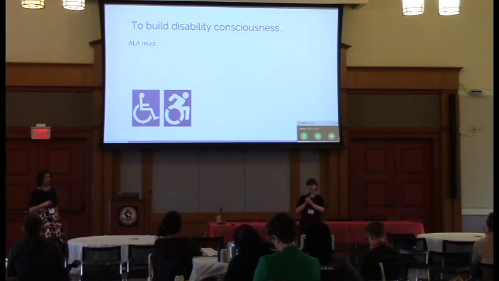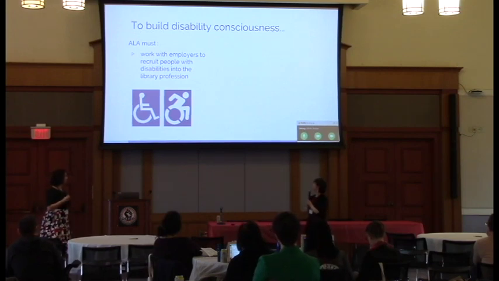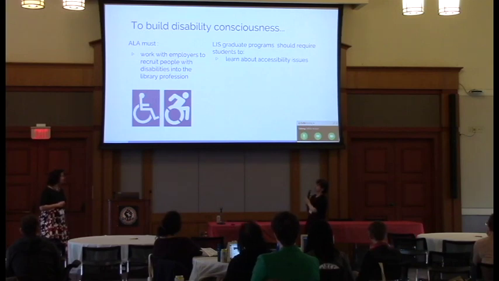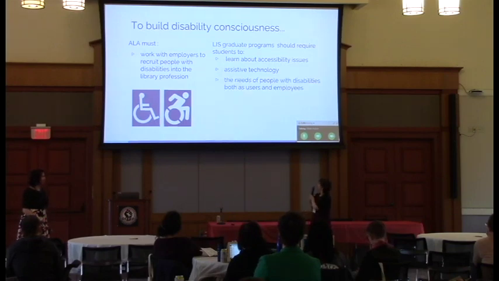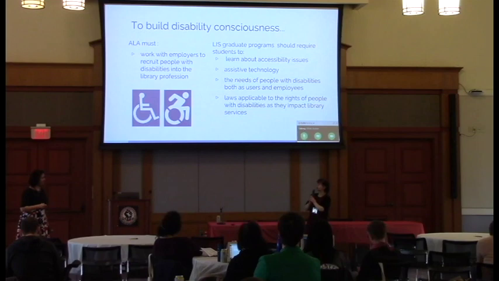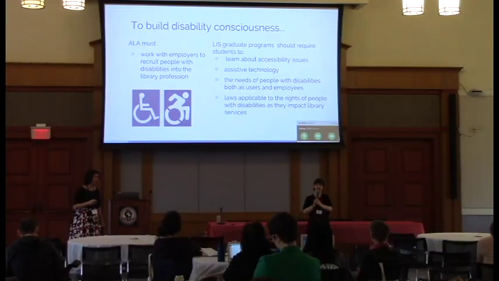The ALA must work with employers to recruit people with disabilities into the library profession, first as LIS students, and then throughout each level of leadership in the libraries they end up working in. And then LIS programs should teach about accessibility issues, assistive technology, also called AT, the needs of people with disabilities and the users they serve, and also the laws applicable to the rights of people with disabilities as they impact library services.